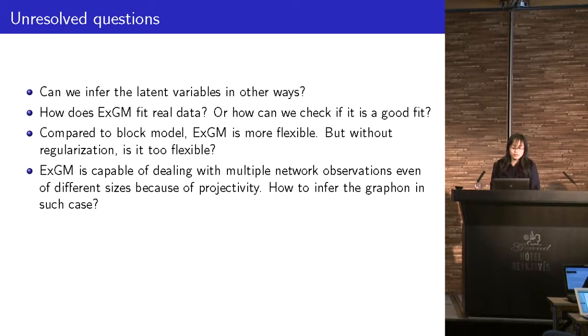The fourth question is that the exchangeable graph model is actually capable of dealing with multiple network observations because of the projectivity I have mentioned before. But how do we infer the graphon if we have multiple observations? Just naively taking the average is not the way to go.